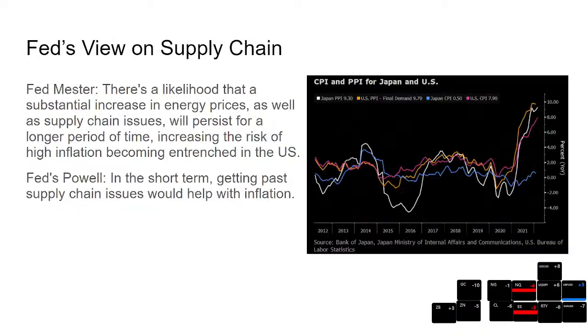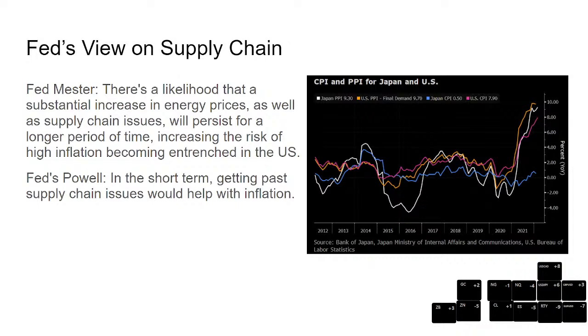So if we go on to the Fed's view then, you had Fed members such as Fed's Mester saying that there's a likelihood that substantial increases in energy prices as well as supply chain issues will persist for a longer period of time, increasing the risk of high inflation becoming entrenched in the US.